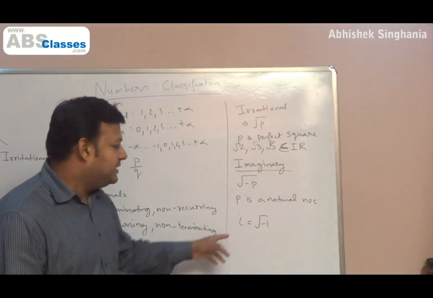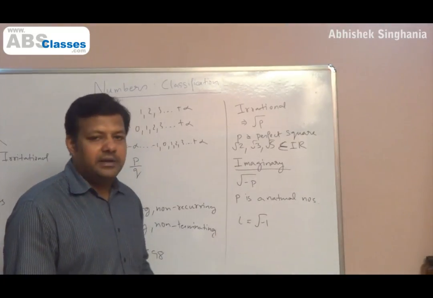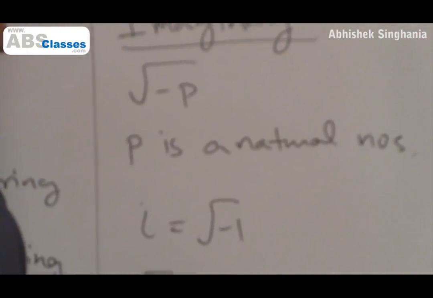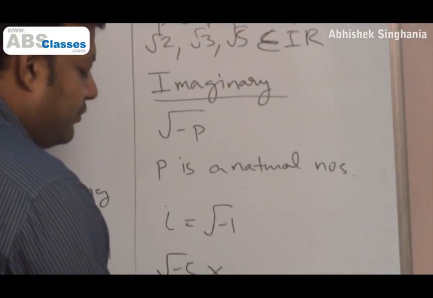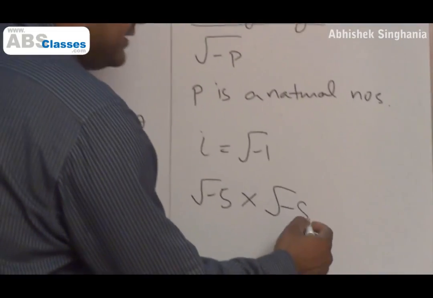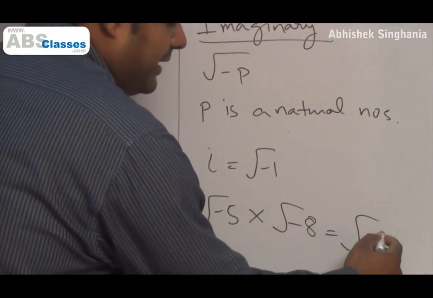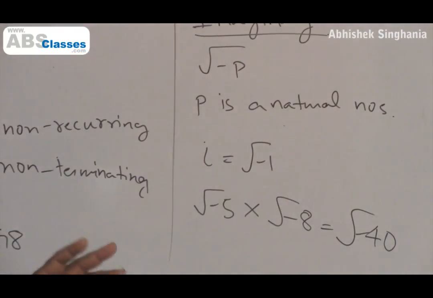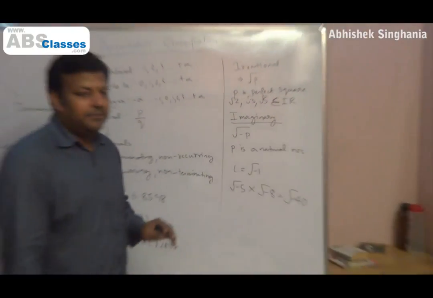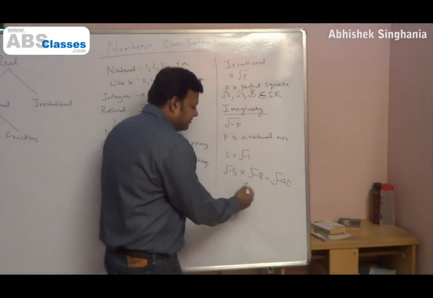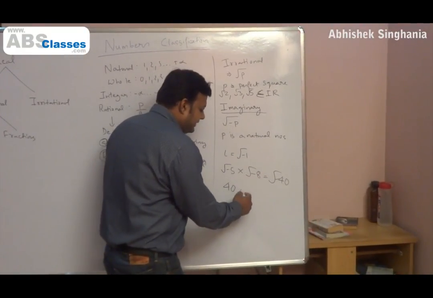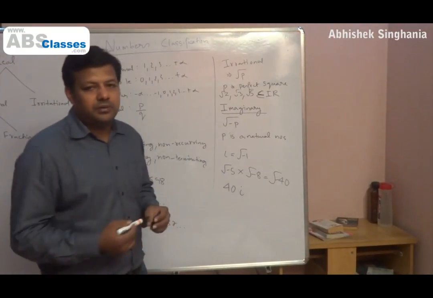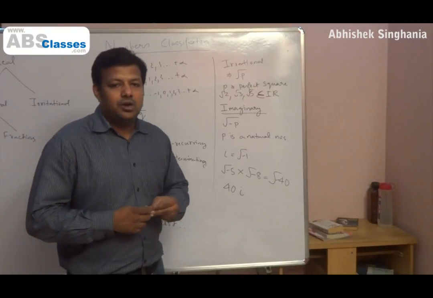The most common form is i, which is the square root of -1. But in imaginary numbers, there are a few things you have to keep in mind. For example, if I have root over -5 into root over -8, this is not equal to root over 40. So these are a few things that we have to keep in mind. This will be equal to, say, I can write it as root 40 into root over -1. Alright, thank you.